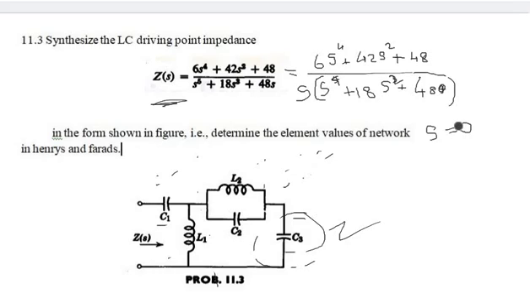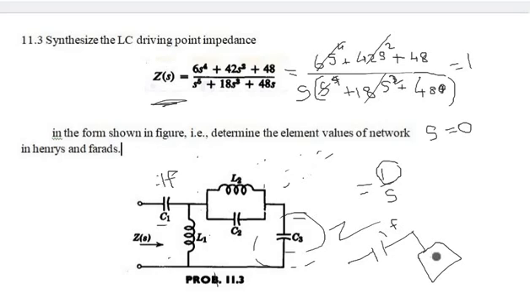By putting s equal to 0, this term gets cancelled, so 48 divided by 48 gives 1. So the pole at origin is 1 by s. 1 by s represents a capacitor at the origin with the value of 1 farad. So the C1 value is 1 farad. Clear? So in this network, C1 is 1 farad, and the remaining term will be the remaining impedance Z1. So this is Z of s.